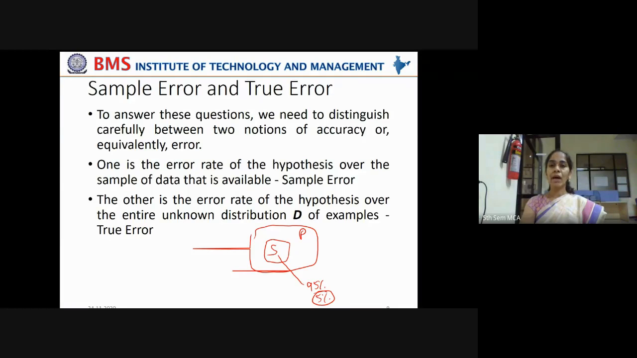Now, we have to evaluate our hypothesis in such a way that we identify whether it is performing with the same accuracy on data points taken from the larger population. Because these data points outside the sample are not seen by the machine learning model. They are new data points or new instances to the model, because it is trained only on the sample.